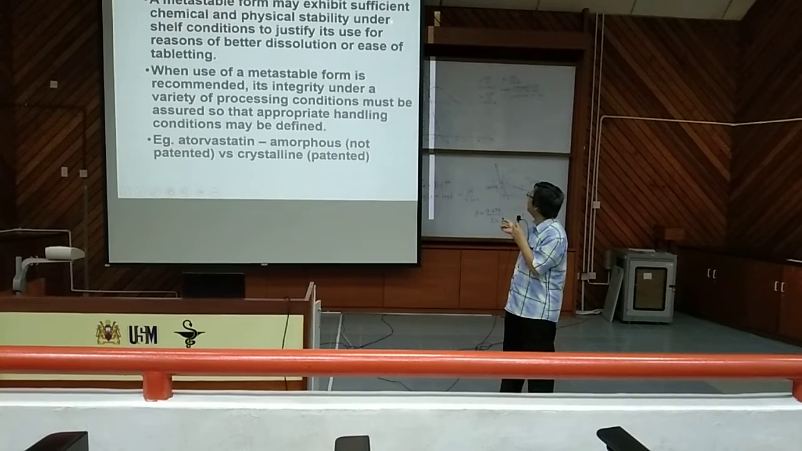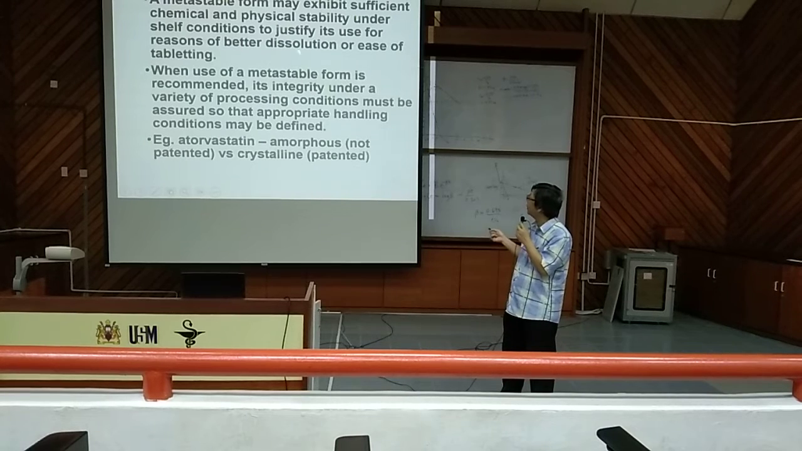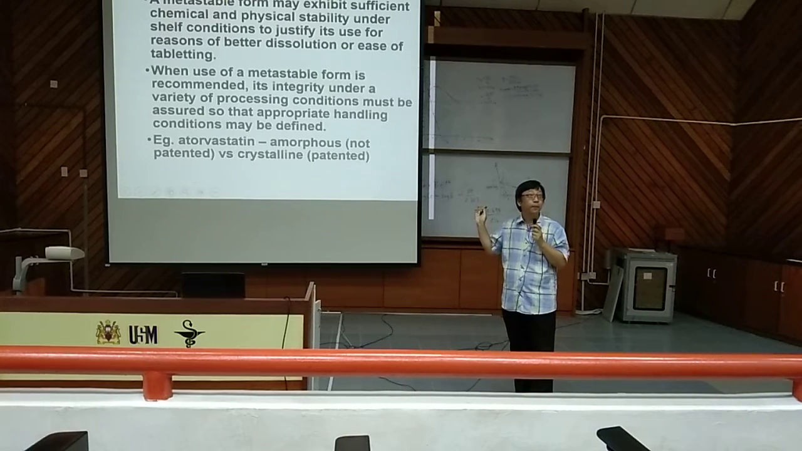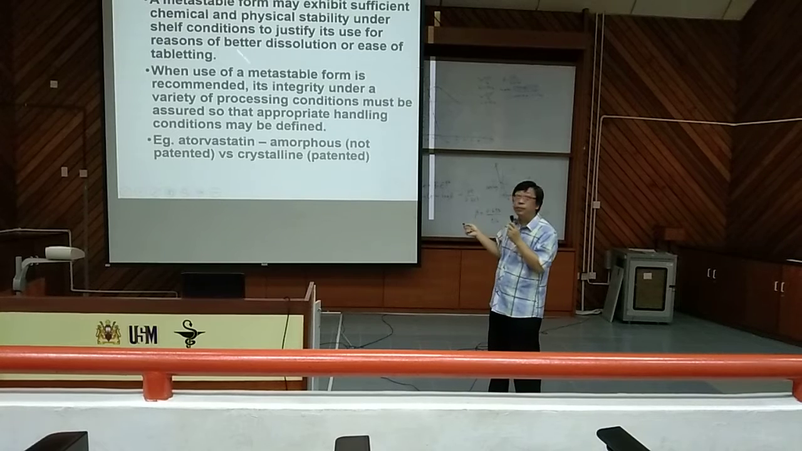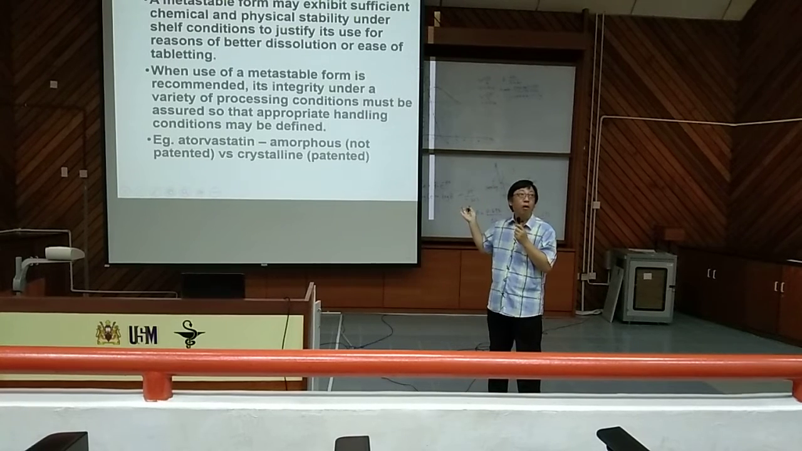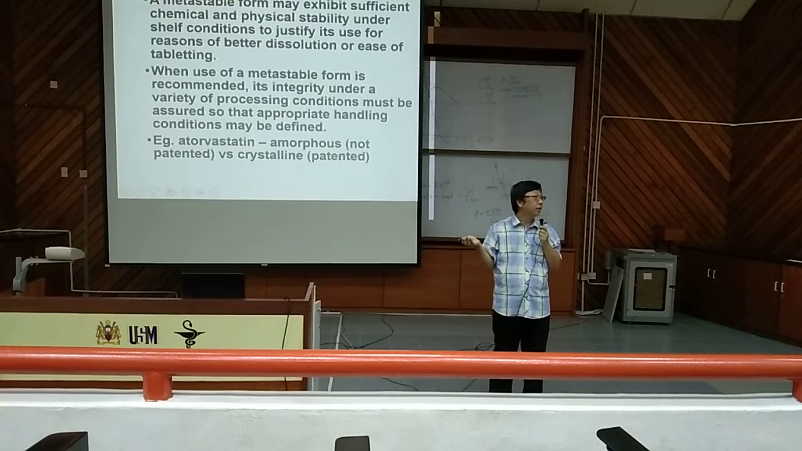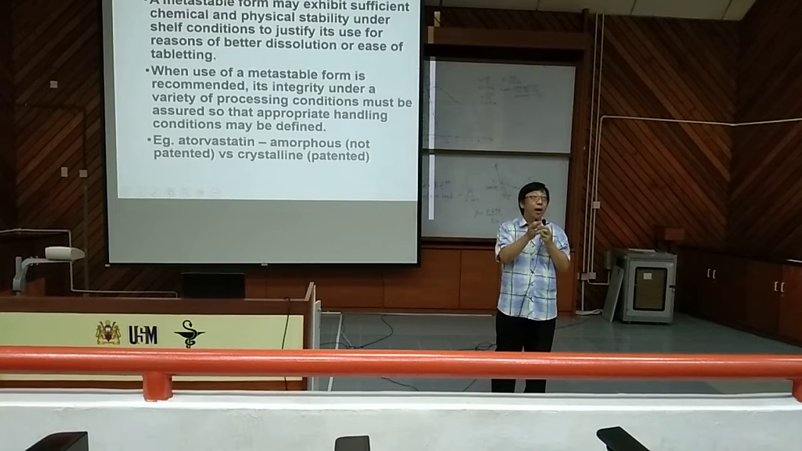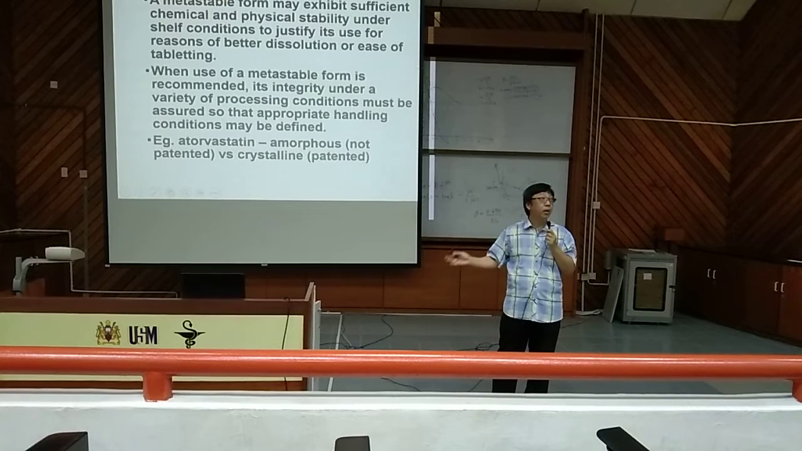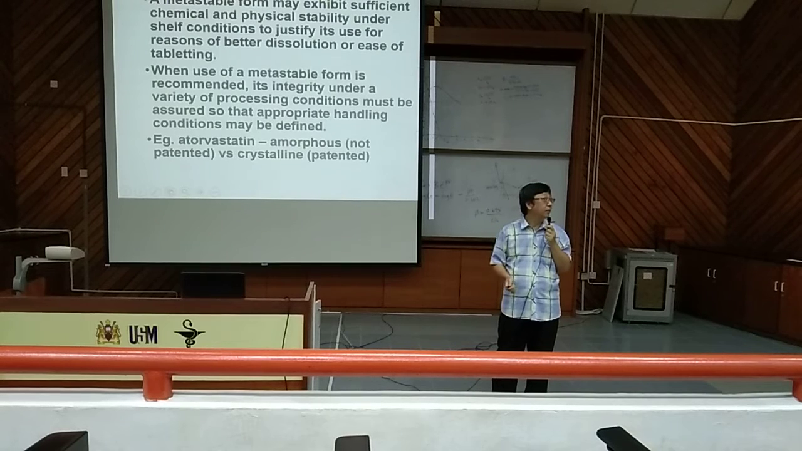A metastable form may exhibit sufficient chemical and physical stability under shelf conditions to justify its use for a formulation. You understand this? Metastable, although it's not stable, if this particular compound or crystalline form can last up to 3 years or 2 years, you still can use it. Why? Because metastable form will have better solubility and also better dissolution. As simple as that. It means certain drugs, although in amorphous form, we still can use as long as that particular form is stable throughout the shelf life.